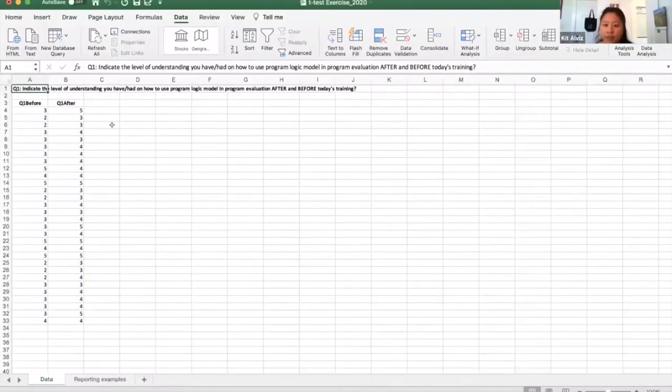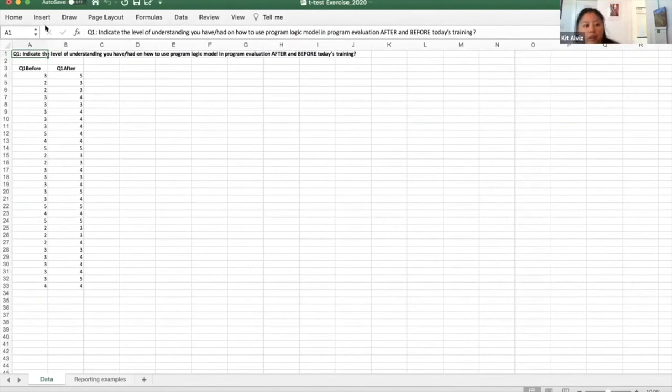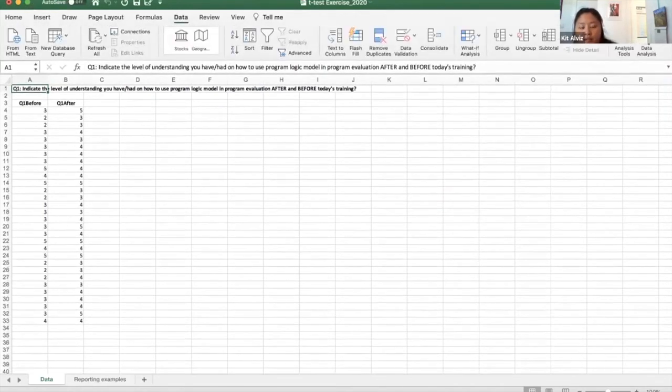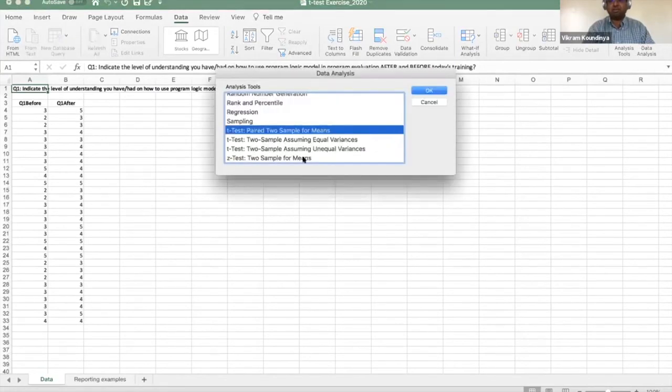So the first step is, under the data menu, select data analysis. We had sent over some instructions prior to this workshop that you have to install the data pack in order to see this data analysis icon. So this one, the far extreme side, is the data analysis tab. I'm clicking on that. Next step, please, Kit.